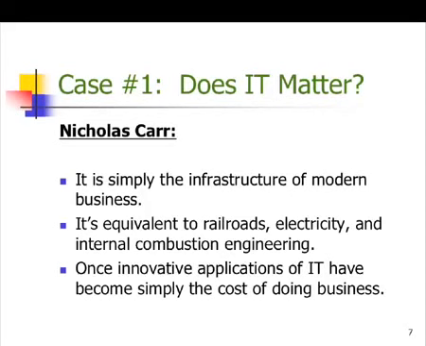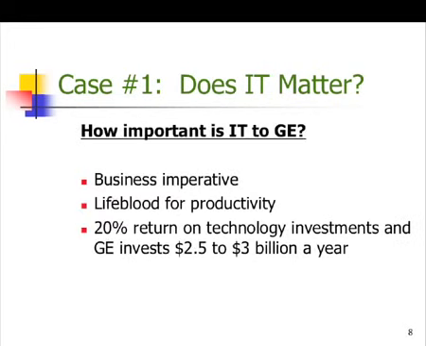The funny thing is people always equate technology with the internet. There's a lot of technology that's not on the internet, actually. There's a lot of business technology that is private, that isn't a public internet kind of thing. We'll talk a little bit more about that further on, and start looking at distinctions between different types of technologies. Once innovative applications of IT have become simply the cost of doing business, it actually is sort of the cost of doing business. If you're going to go into business today, you have to be prepared to spend on IT.